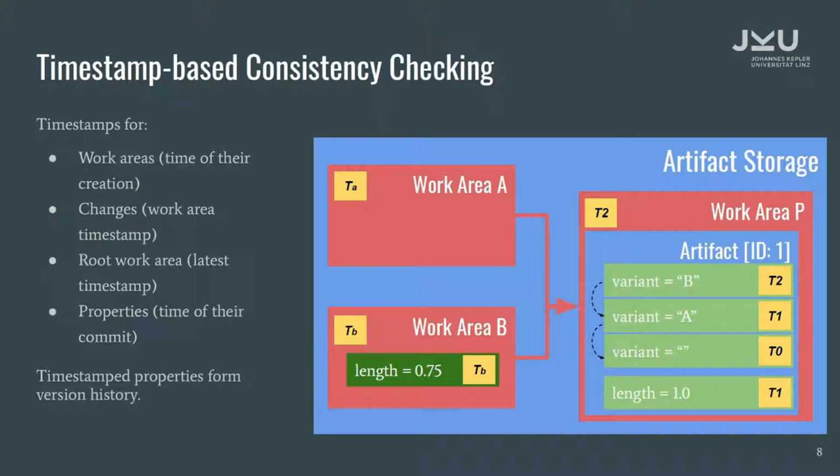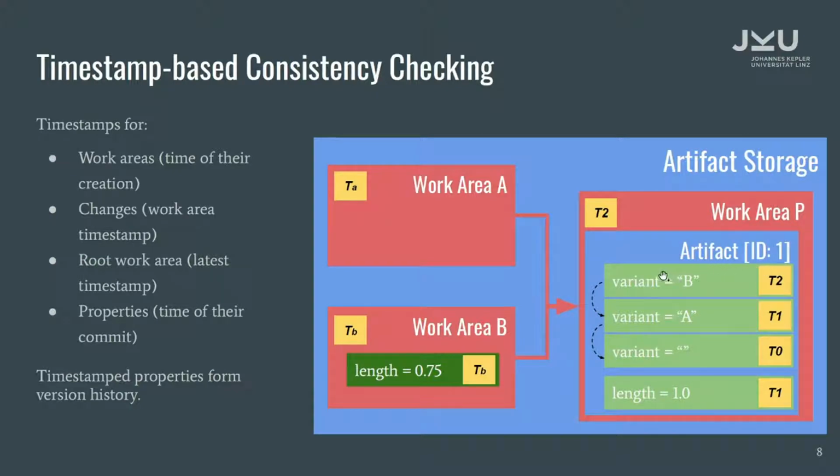Now, you may not always want this continuous update of consistency states or artifacts. So what we do is timestamp-based consistency checking. We essentially equip work areas and their changes with a timestamp at the time of the work area's creation. And we equip the parent work area with a timestamp that corresponds to the last commit, in this case variant B, right, with T2.